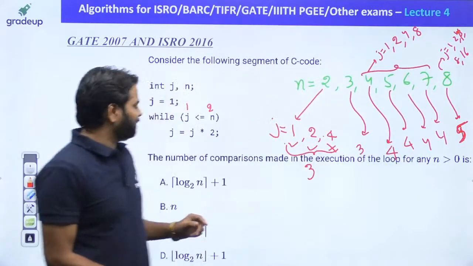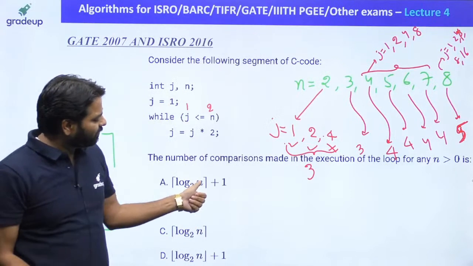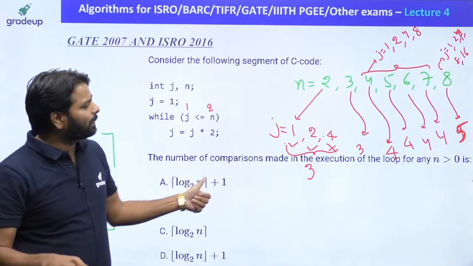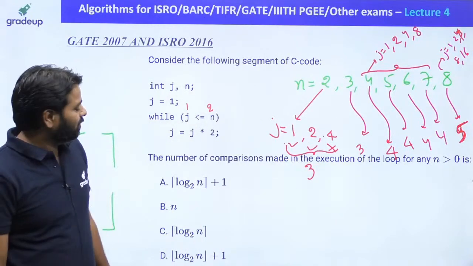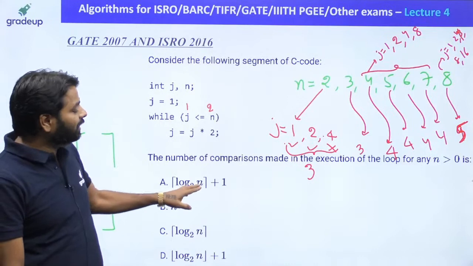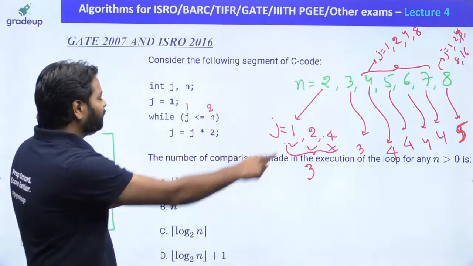For 4, 5, 6, 7, try it. 4 base 2 is 2, 2 plus 1, 3 is coming, but we have a 4. We have a 4. Look at that option. And if it is true, let's see for all of them.